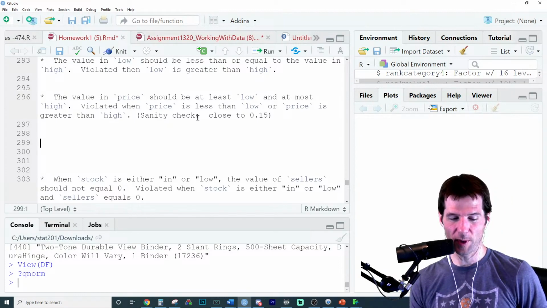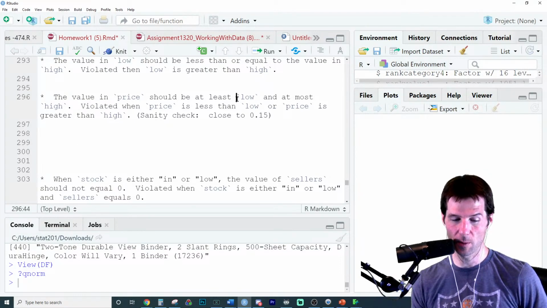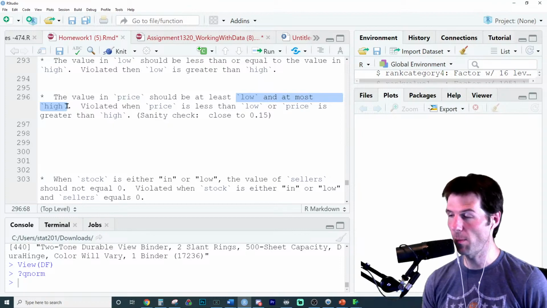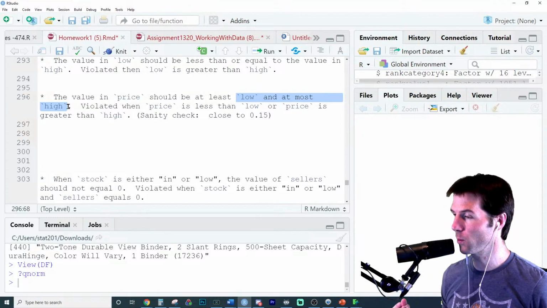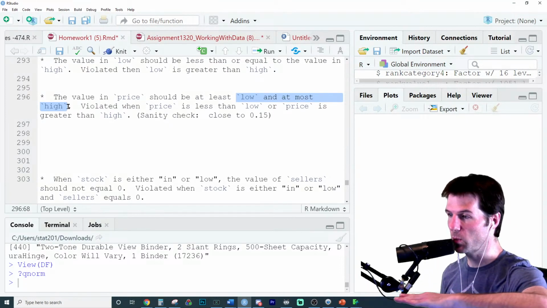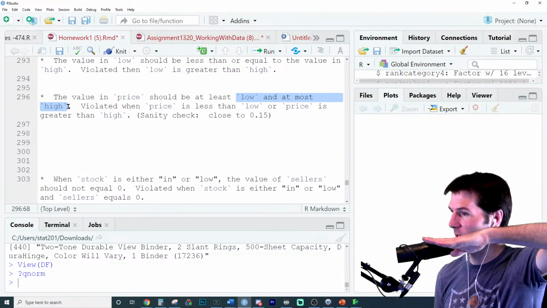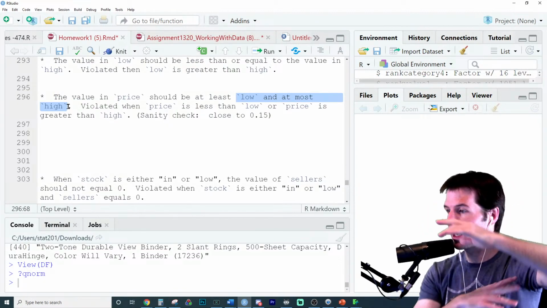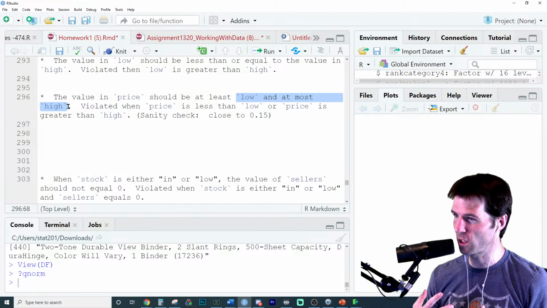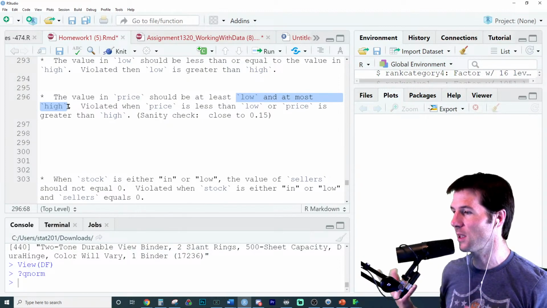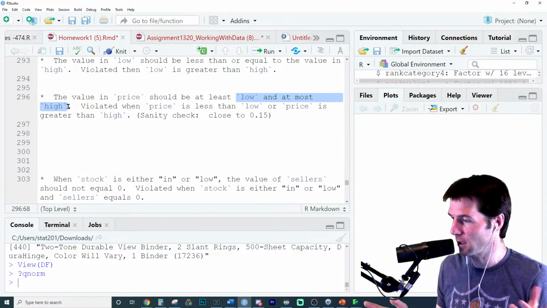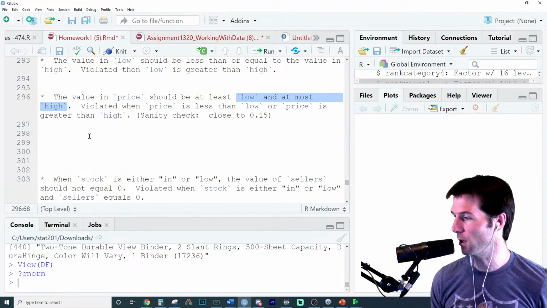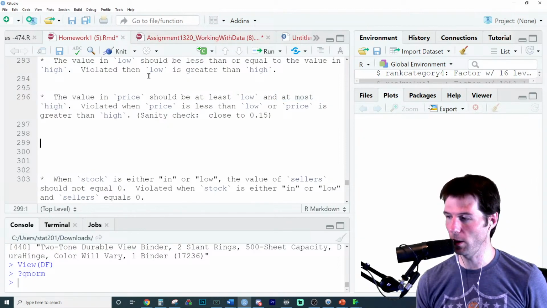So the price of a notebook should be somewhere between these two values. Does that make sense right here? The price of a notebook should be somewhere between the lowest price it was at and the highest price it should be at. If it was outside these ranges of the lowest possible price and the highest possible price, that's data that's just incorrectly collected. And this is just the world we live in where people collect data the wrong way.